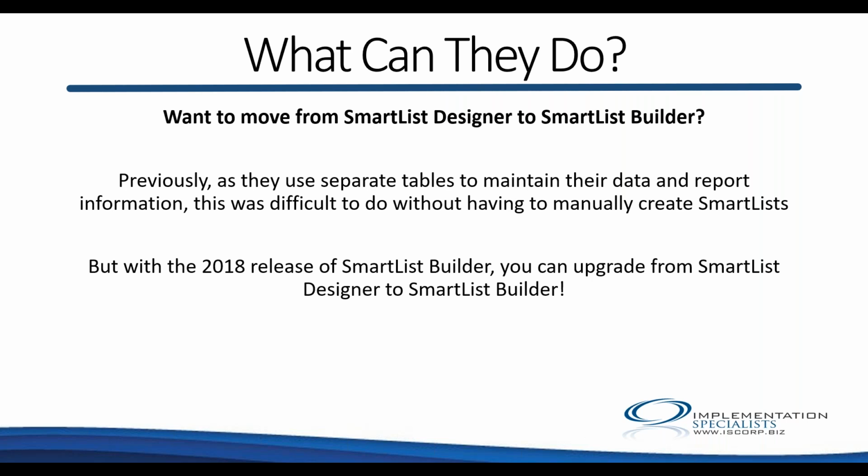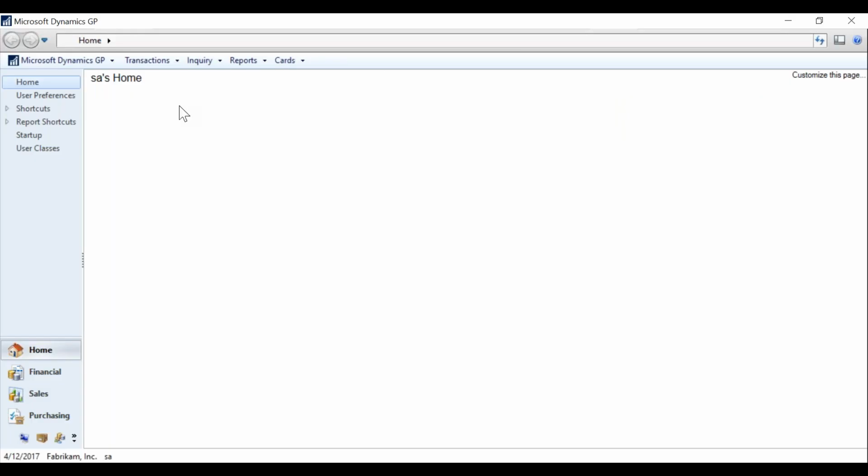Okay, I am not seeing anything here, so what we will do is start off in GP, and this is my GP 2016. In GP 2016, I have a SmartList Designer running. I have not installed SmartList Builder here.